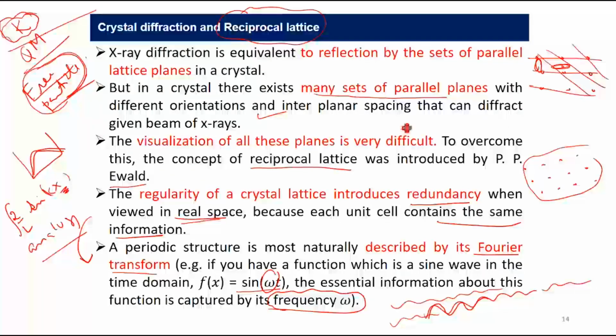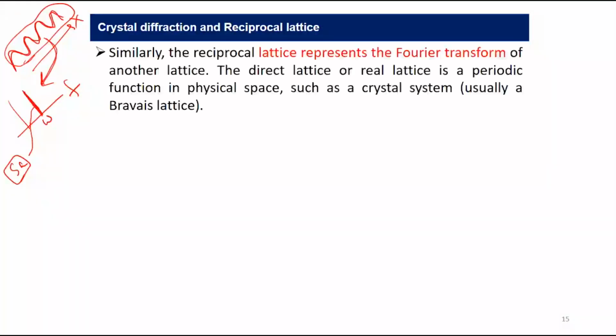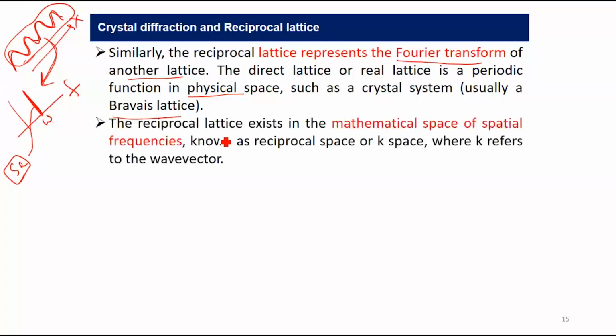So coming back, these kinds of things are also done in lattice study. Since your normal lattice becomes redundant, we take it to the Fourier space and call this a reciprocal lattice, so that things become more definite. This is just the background of why we are doing the reciprocal lattice. The reciprocal lattice represents the Fourier transform of the lattice in the space domain. The direct lattice or real lattice is a periodic function in physical space, such as a crystal system, usually a Bravais lattice. The reciprocal lattice exists in the mathematical space of spatial frequencies known as reciprocal space or K space, where K refers to the wave vector.